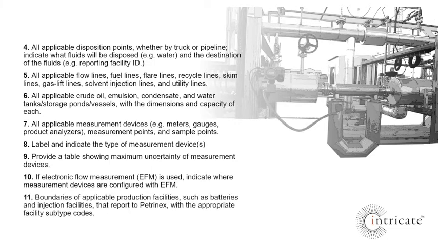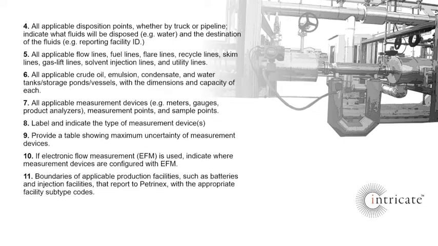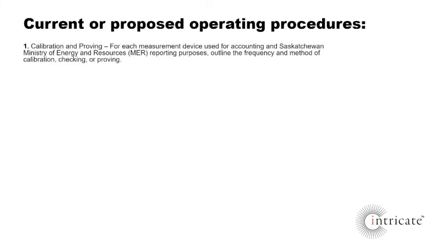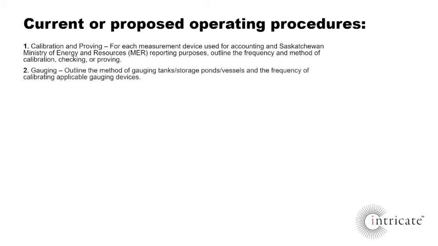Boundaries of applicable production facilities such as batteries and injection facilities that report to Petrinex with the appropriate facility subtype codes. Current or proposed operating procedures. Calibration and proving. For each measurement device used for accounting and Saskatchewan Ministry of Energy and Resources reporting purposes, outline the frequency and method of calibration, checking, or proving. Gauging. Outline the method of gauging tanks or storage, ponds or vessels, and the frequency of calibrating applicable gauging devices.